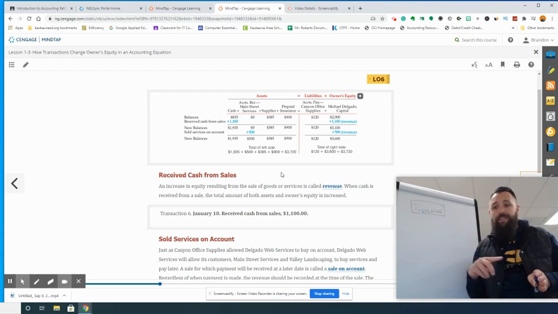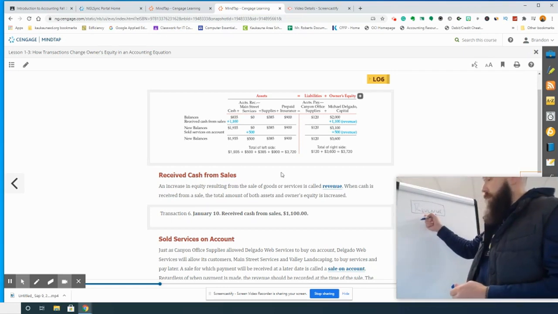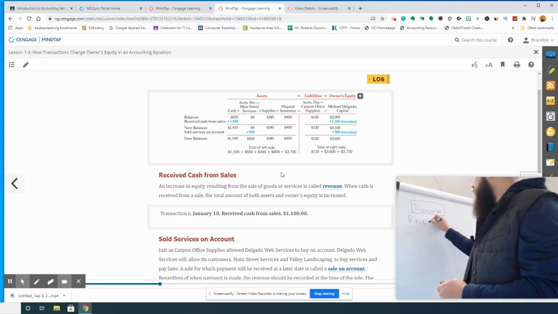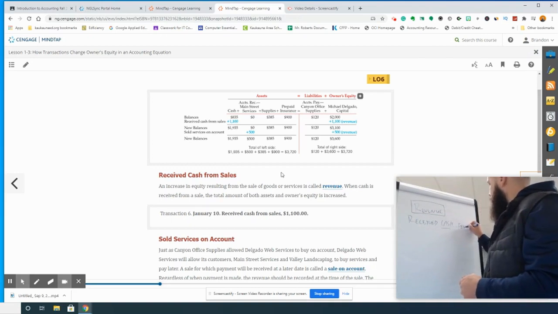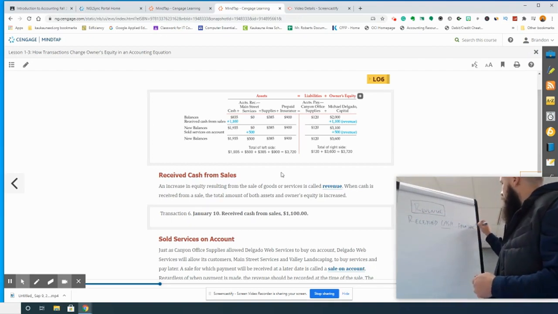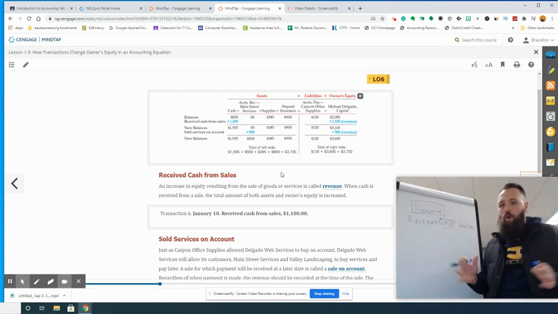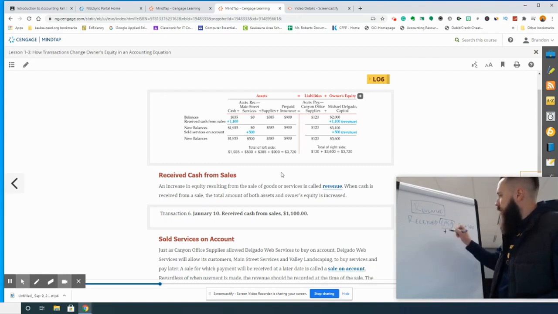The first one is we received cash. So what's the first thing that's going to be affected? And this is just for received cash from sales. So let's look at that. Received cash from sale. So what's going to be the first thing that's affected? Well, it's definitely going to be cash, right? And what happens to cash if we received it? It's definitely going to go up.